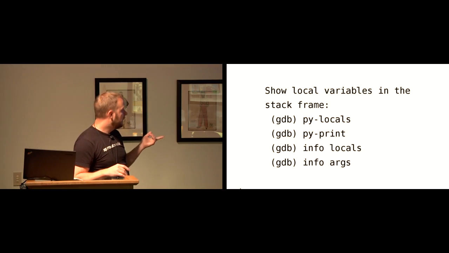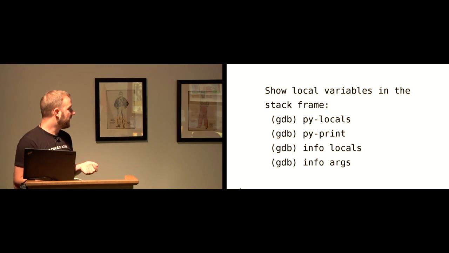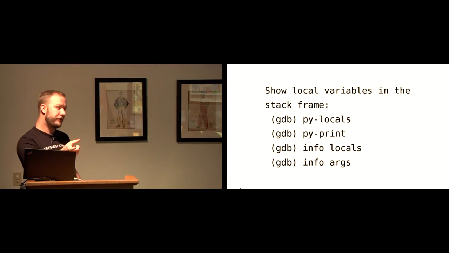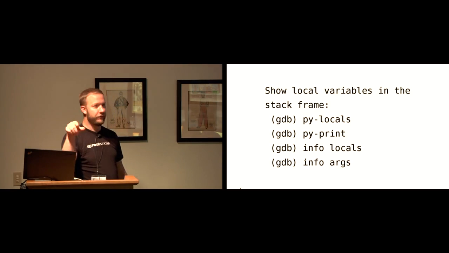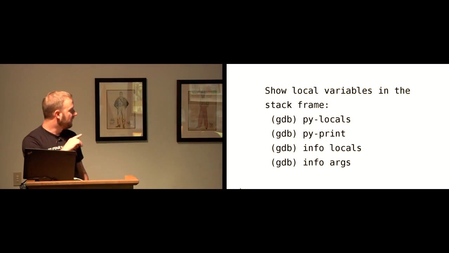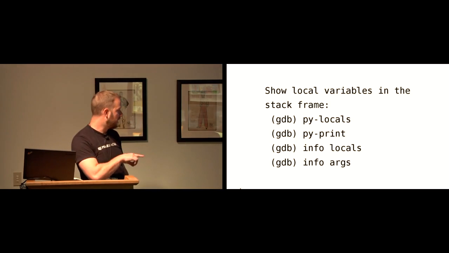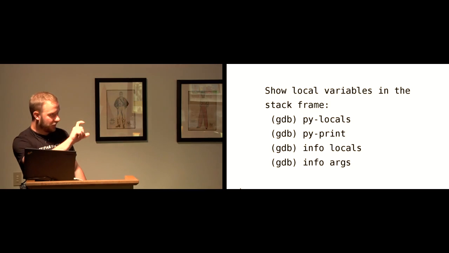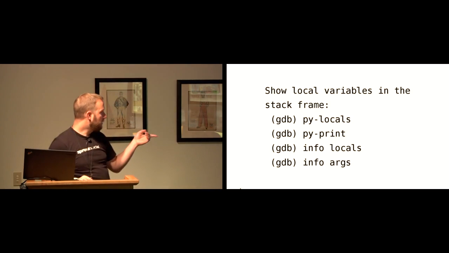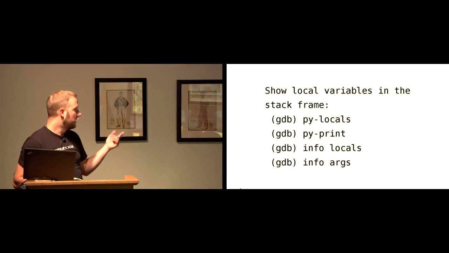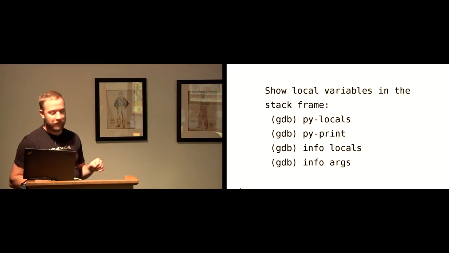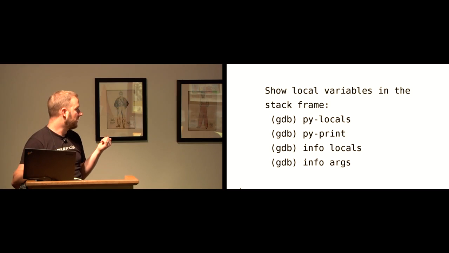Py-locals and py-print. The idea here is I want to take a look at the local variables that are defined. One annoying limitation of py-print and py-locals is if you want to look at an attribute of a local variable, like self.foo, you can't actually do that very easily with py-print. I've been searching to try to find a way to do that. If anyone knows of a way, let me know. But generally, you can only look at the base level objects in the local scope. Info locals and info args will also tell you, again at the C level, what variables you're looking at. Typically not nearly as useful if you're debugging a Python program as py-locals and py-print, but those are there as well for inspection.